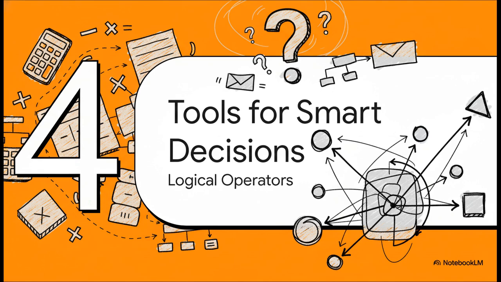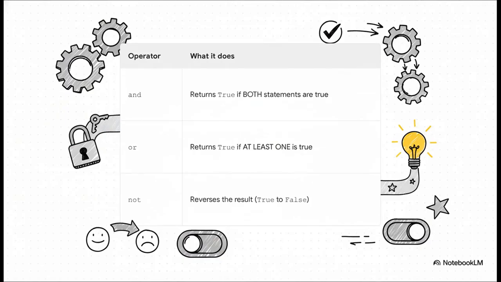And now for the really clever part. So we've got tools to do math, and we've got tools to ask simple questions. This next set of tools, well, this is what lets us combine those questions to make much, much more sophisticated decisions. Our three main logical tools are AND, OR, and NOT. You can think of AND as being super strict. It demands that both conditions be true. OR is way more flexible. It only needs one of the conditions to be true. And NOT, well, NOT is the easiest of all. It just flips the result, turning a true into a false and a false into a true.